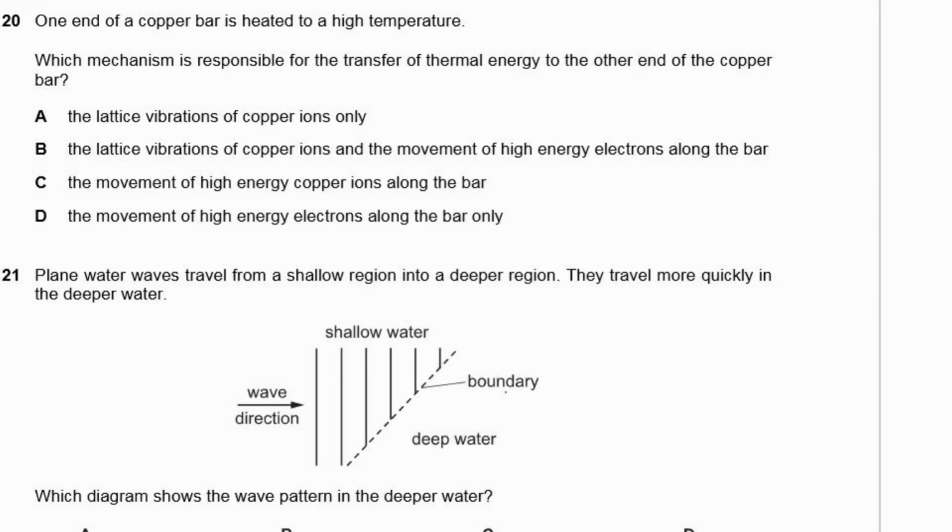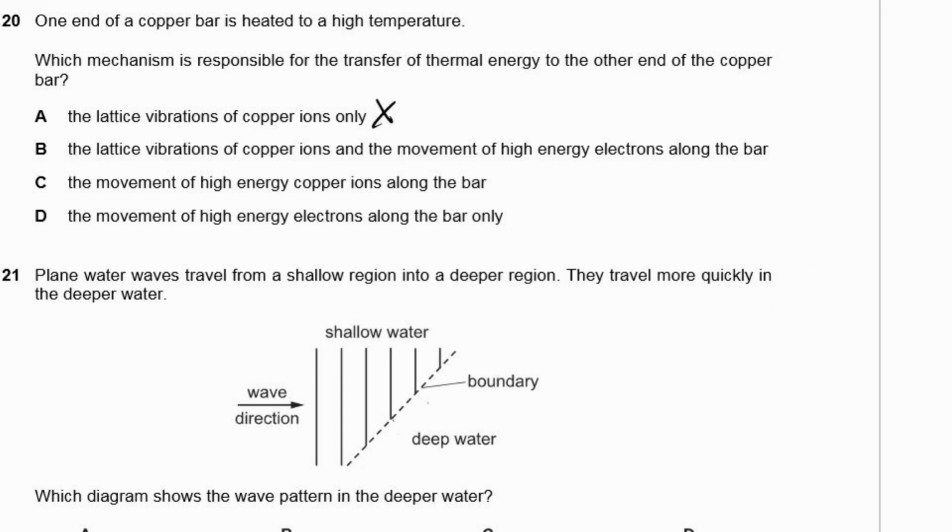Question 20. One end of a copper bar is heated to a high temperature. Which mechanism is responsible for the transfer of thermal energy to the other end of the copper bar? Well, this happens in two ways. It happens because you've got all this sea of electrons which are able to transfer the heat across, but also you've got all these lattice ions that are vibrating and carrying that vibration across. So let's see what our options are. A, vibration of copper ions only. It's definitely not that, because the electrons play a very important role, and that's one of the reasons why metals are such good conductors.